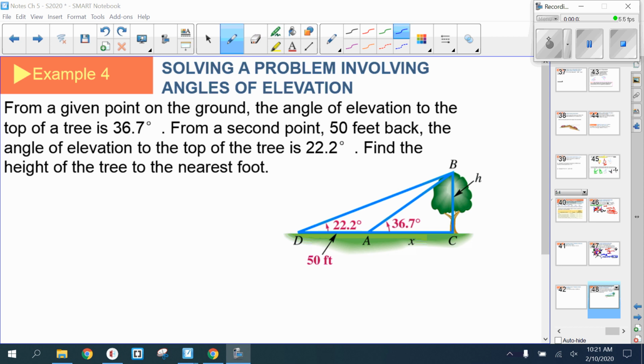Example 4. From a given point on the ground, the angle of elevation to the top of a tree is 36.7 degrees. From a second point 50 feet back, the angle of elevation to the top of the tree is 22.2 degrees. Find the height of the tree.